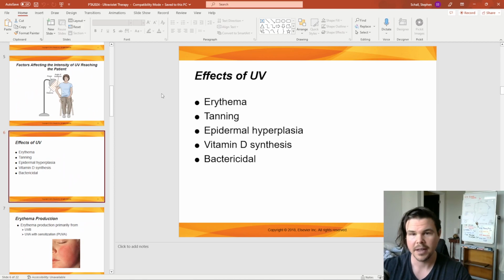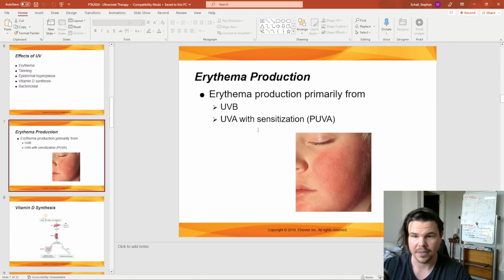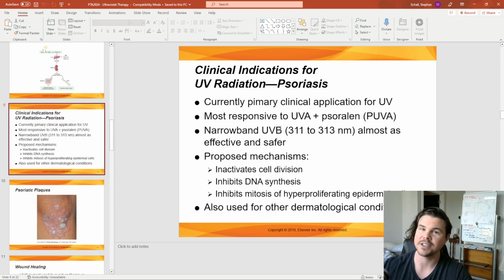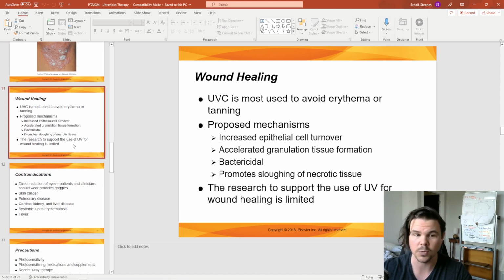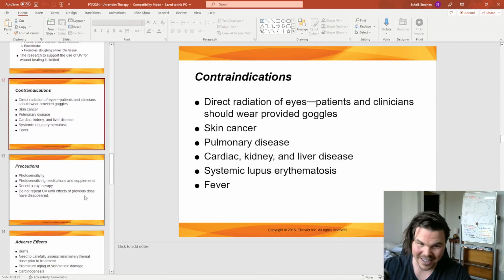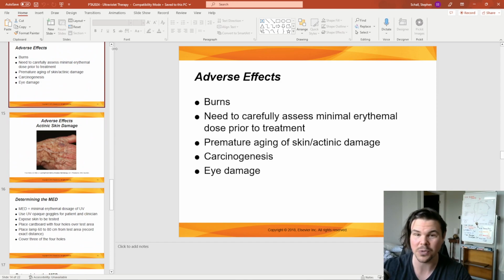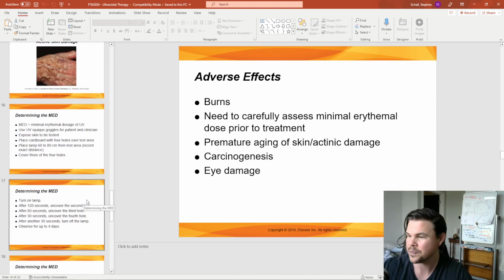Same deal like we talked about. Here are the effects of UV. This is stuff you might see with UV. Again, clinical indications. So understanding that psoriasis is a big one. We talked about that tends to fall in the world of dermatology, but knowing that UV is mostly used for psoriasis and for wound healing, even though there's not a whole lot of research supporting it, but just understand the uses, contraindications, precautions, adverse side effects. You guys should get this by now, right? Just know these slides, if nothing else.